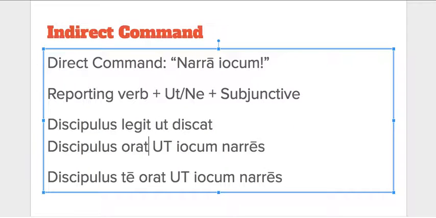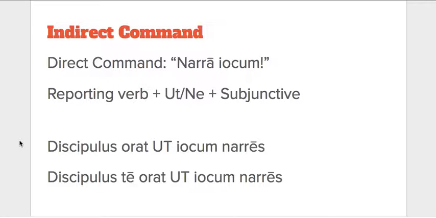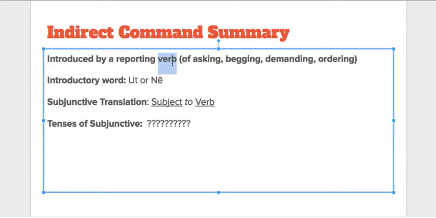Notice that while these things are going to look similar, there are going to be ways to tell the difference between how you should translate them. The main one being that this isn't a verb of commanding, asking, or begging, whereas this is. But we'll work on that more in class. For now, we're going to go back to just worrying about indirect command. Okay? So, moving forward. As a summary, we need that introducing reporting verb: asking, begging, demanding, ordering. The actual command itself is now going to be introduced by ut or ne. Ne if it's negative, ut if it's a positive command, if you're asking someone to do something, as opposed to asking someone not to do something.